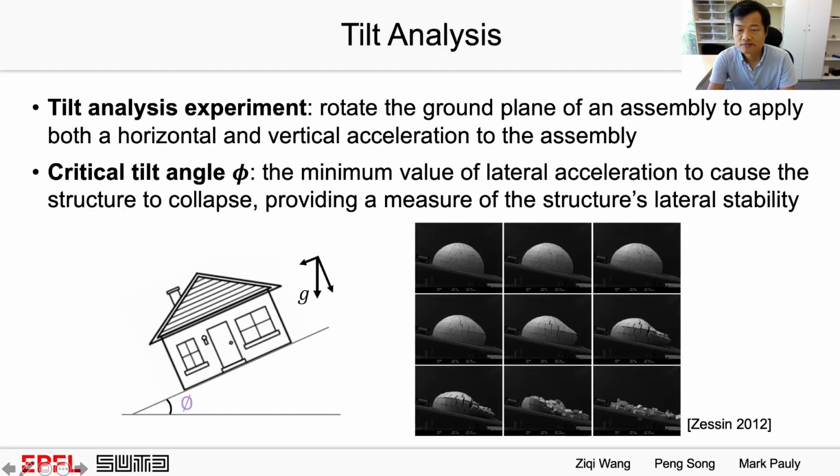Tilt analysis is the method to measure stability of masonry structures under natural acceleration. In real experiments, the ground plane of a structure is rotated around a fixed axis to apply both horizontal and vertical acceleration to the structure based on the gravity. The critical tilt angle phi is used as a measure of the structure's natural stability.